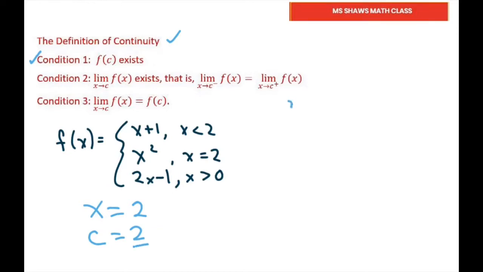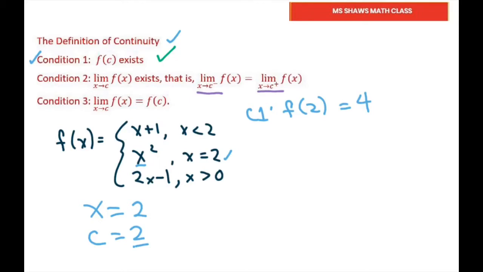So I'm going to check f of 2. This is condition 1. When you check f of 2, the only place x equals 2 is here. So plug the 2 into this function, and that gives you 4. 2 squared is 4. So yes, it does meet condition 1. F of c does exist. Now we have to check for condition 2. We have to see if the limit as x approaches c exists, so we have to check the left hand side and the right hand side.